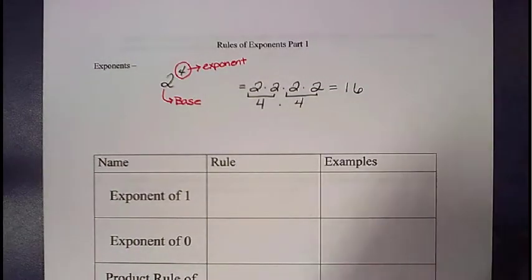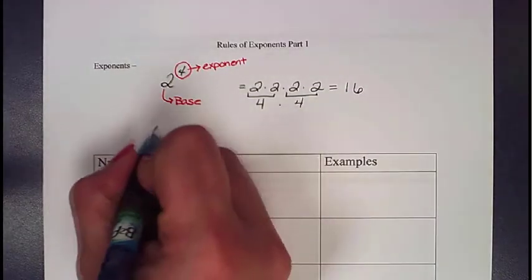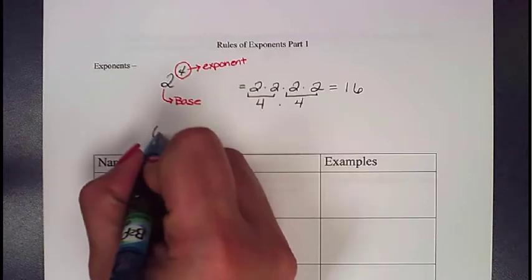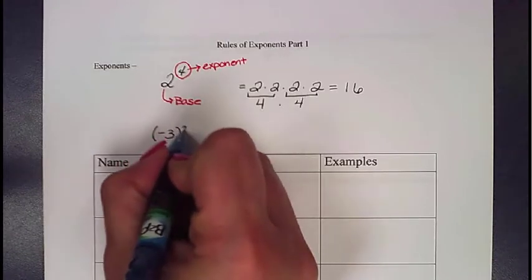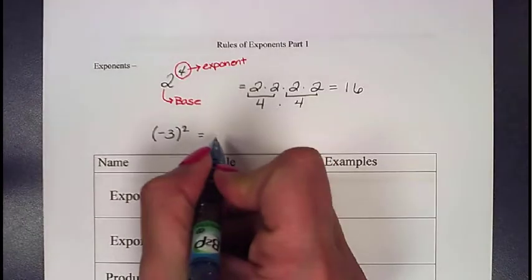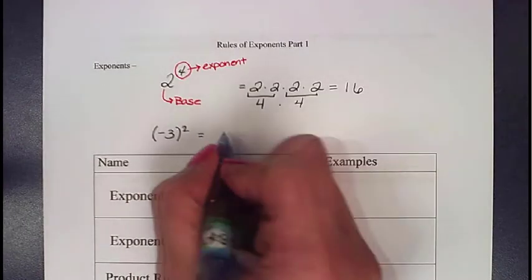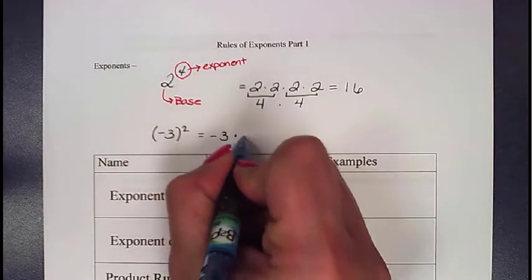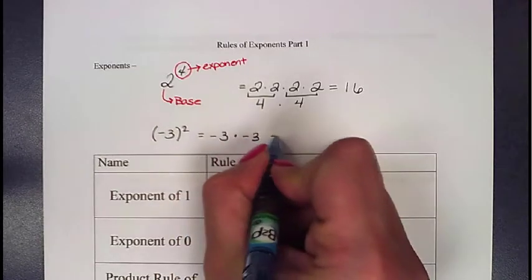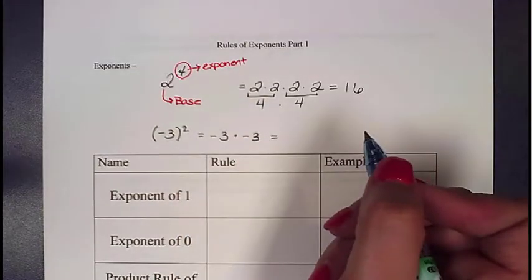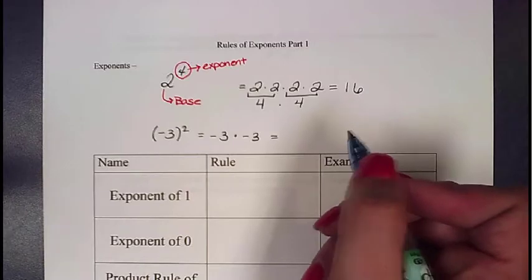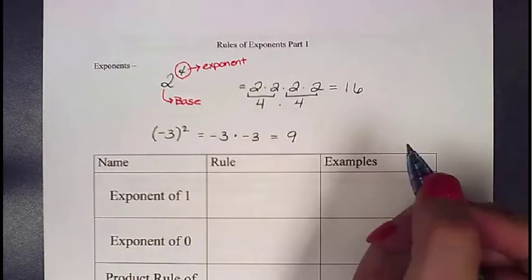Okay, and I want you to be very careful when you're multiplying and we have negatives. So let's say that I want to do (negative 3) squared. Okay, so when I do (negative 3) squared, remember you're doing negative 3 times negative 3. And if you'll remember all of the stuff about our multiplication, a negative times a negative is a positive. So this would end up being a positive 9.